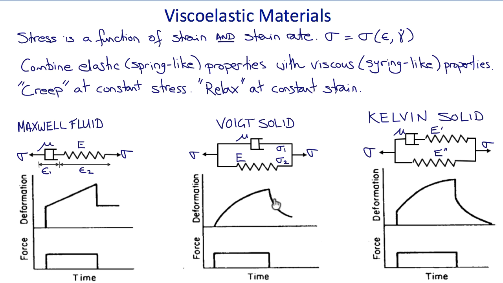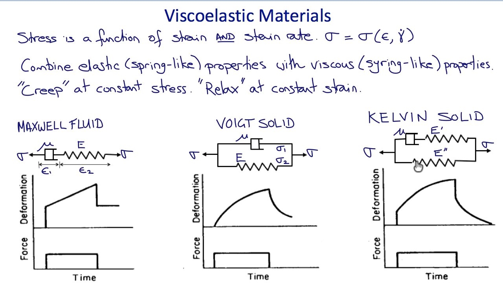In the Voigt solid model, when the force is applied, initially nothing happens because it takes a finite amount of time for the syringe to start to stretch out. And as it does, it stretches the spring, which therefore slows down the syringe. As the force is removed, the spring gradually brings the material back to its original state. So this is more of a solid-like behavior.